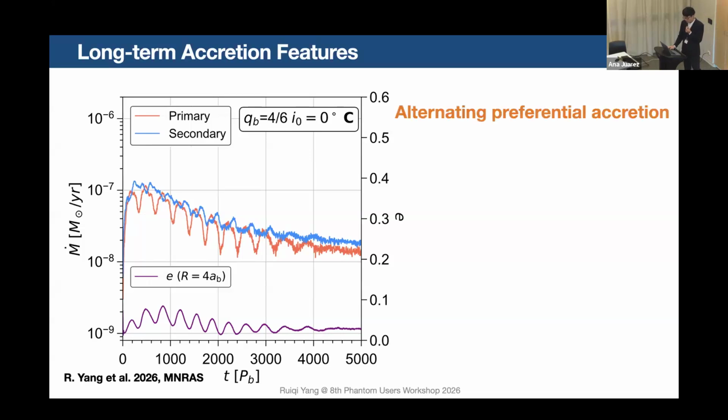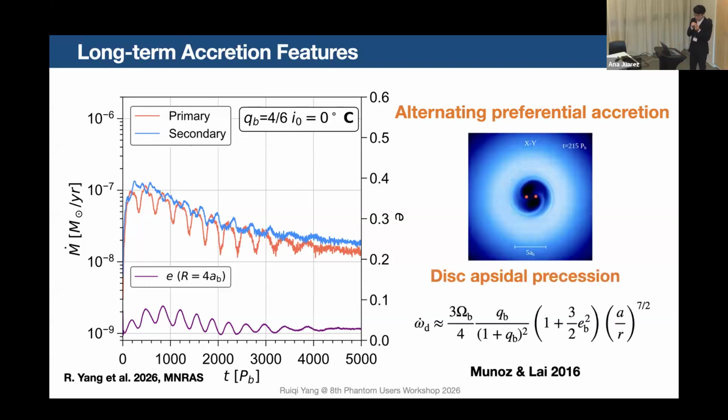We notice that there's an alternating preferential accretion phenomenon in such a coplanar prograde case, and that's due to the disk apsidal precession, which means the cavity is eccentric and periodically closer to one star, so we see that star's accretion rate increase, and this is well studied in 2D simulations.